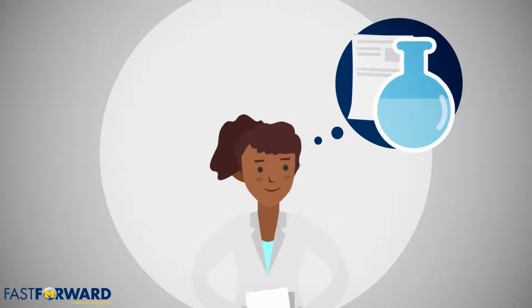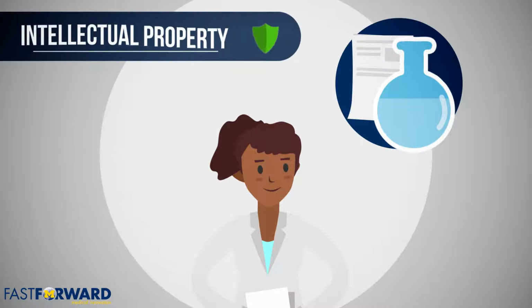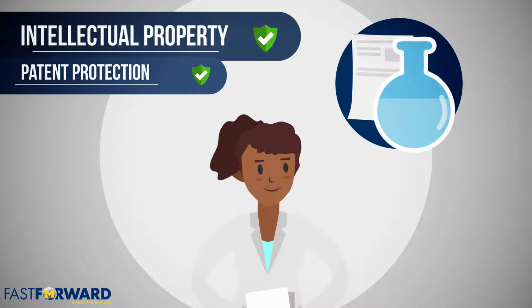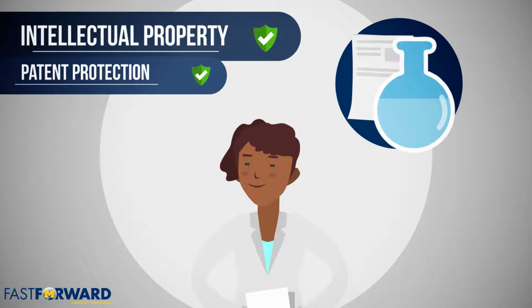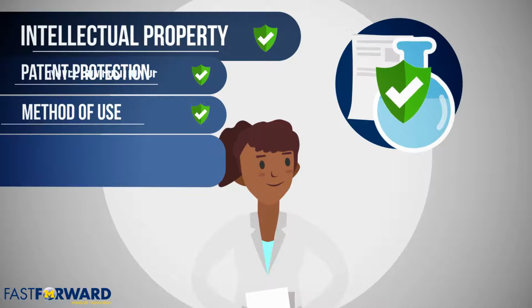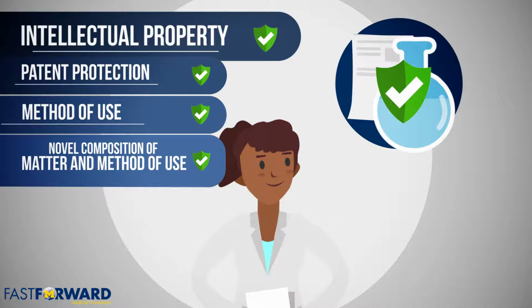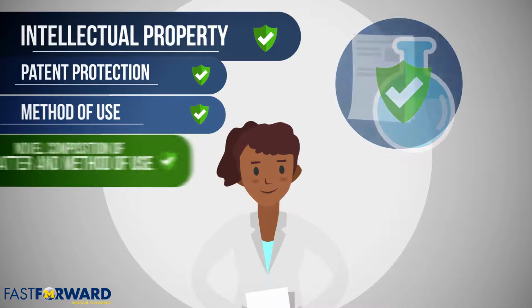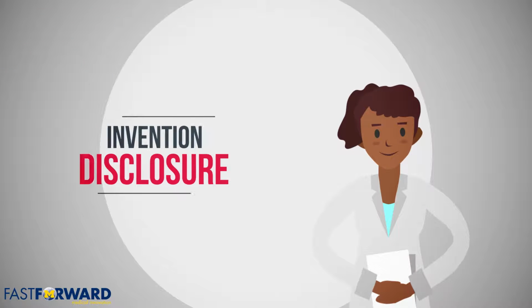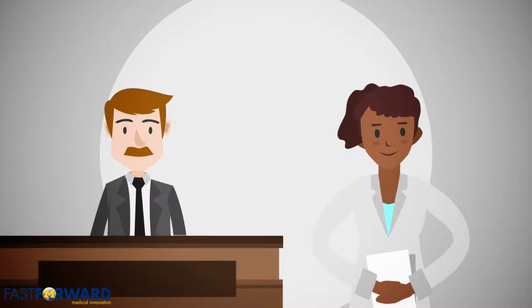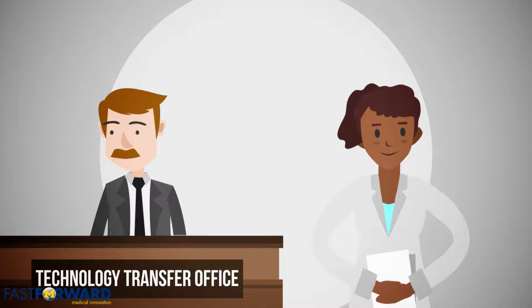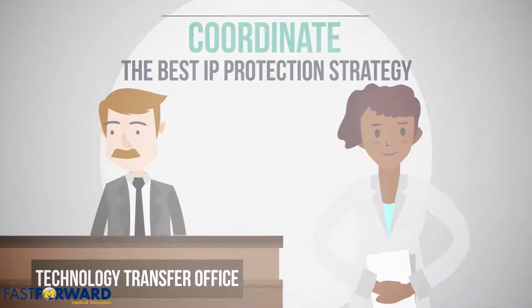Now that you have a better understanding of the clinical utility and feel that your idea will add value, let's talk about intellectual property. Patent protection is required for the successful commercialization of a therapeutic. While this can be in the form of a method of use patent, protection for a novel composition of matter and its method of use is preferred. If you are part of an academic institution, file an invention disclosure with your tech transfer office to begin the process of protecting your idea. It is important to involve tech transfer early and often to coordinate the best IP protection strategy.